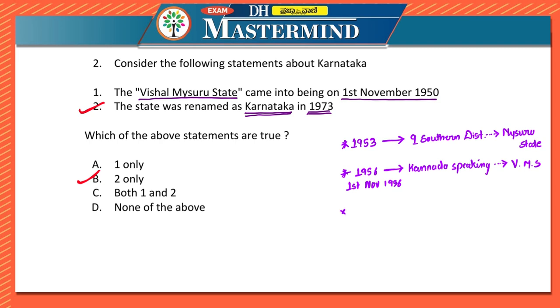Now, the wishes of the people of Karnataka, the Kannadigas, were to rename the state as Karnataka. So that rename happened in 1973. So in brief, in response to the wishes of Kannadigas, our state itself was renamed as Karnataka. I guess till here it is very clear. So the statement that the Vishal Mysuru state came into being on 1st November 1950 is wrong, because it was on 1st November 1956. Let us move to the third question.